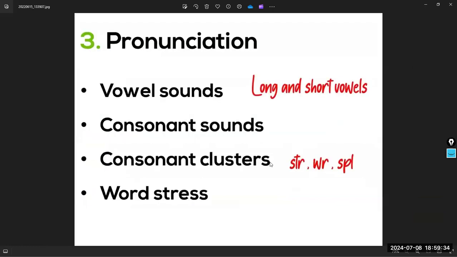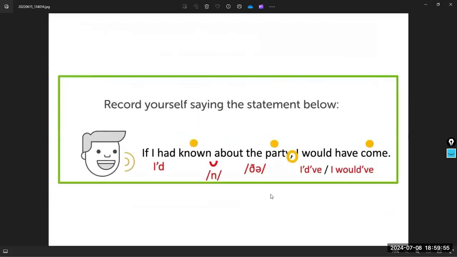Pronunciation is really important. You have to pronounce the words clearly. Please don't try to change the pronunciation, because sometimes if you want to change the pronunciation, maybe the meaning will be changed. Okay? So please, again, be careful because this is really important.